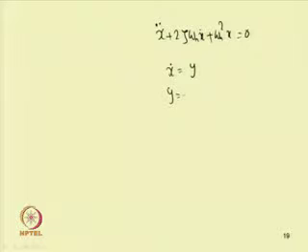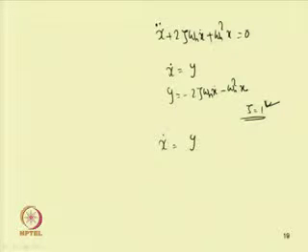Let us take the simple single degree of freedom system. Our equation is x double dot plus 2 zeta omega n x dot plus omega n square x equal to 0. I can write this equation in this form: x dot equal to y and y dot equal to minus 2 zeta omega n y minus omega n square x. Let zeta equal to 1. In this case we know we will have repeated roots. So, our equation will reduce to x dot equal to y and y dot equal to minus 2 omega n y minus omega n square x.